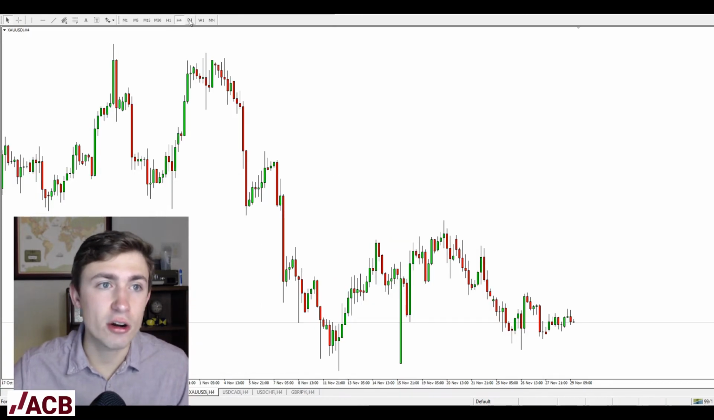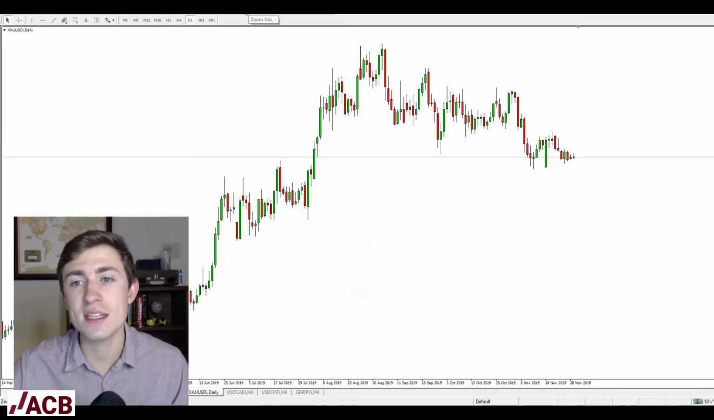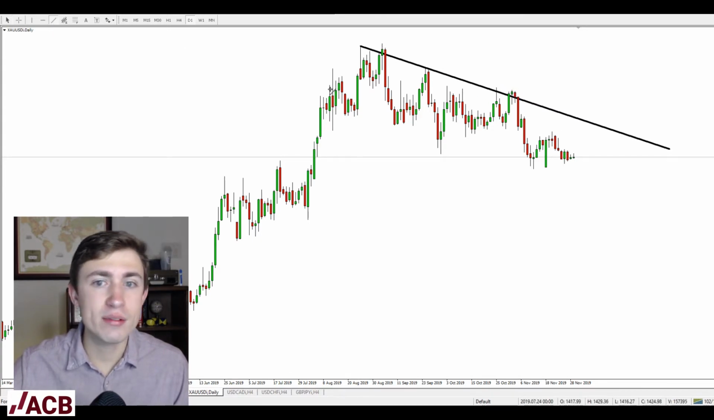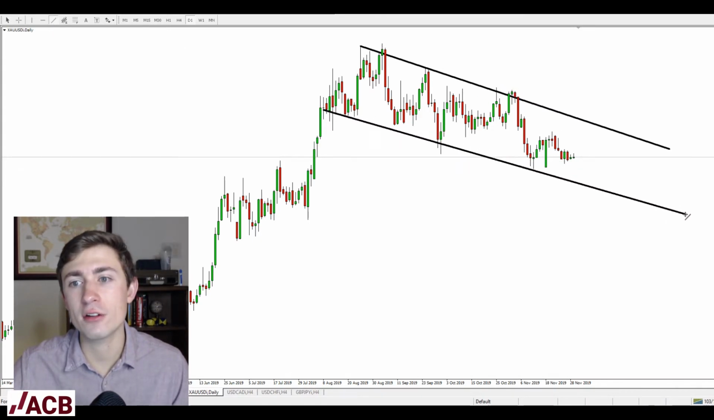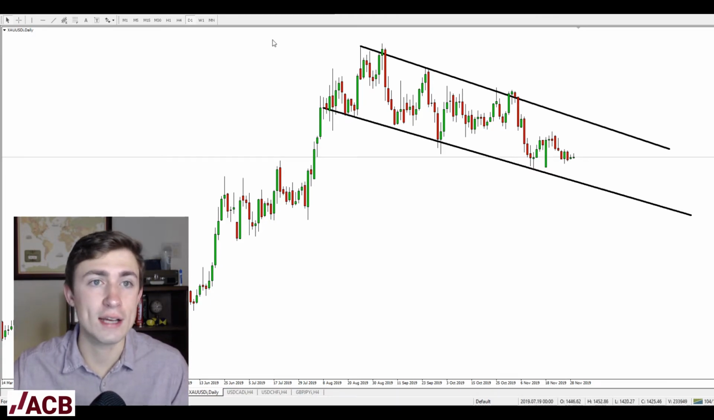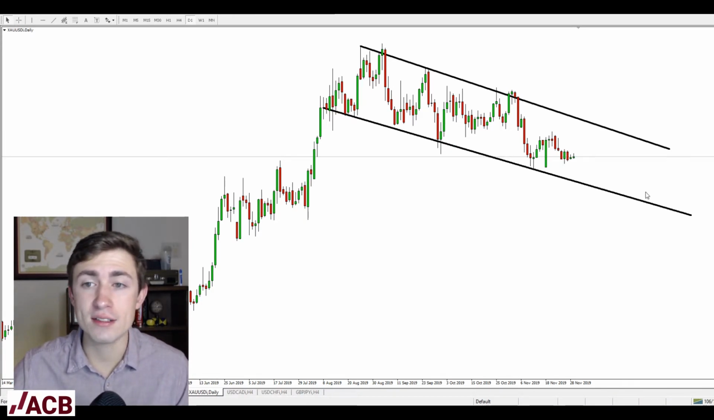XAU/USD is our next one. Everybody wants to talk about gold. You can see it continuing to respect this downward channel that we have seen. Now, we've seen gold sell off in the last week or so as the US dollar has gained a lot of strength. That goes in line with my thesis here on gold, which has been bearish in favor of this downward channel that we are seeing play out very nicely right now.